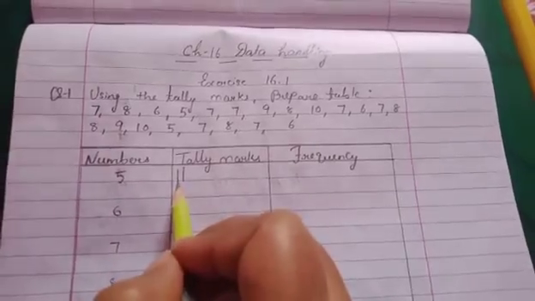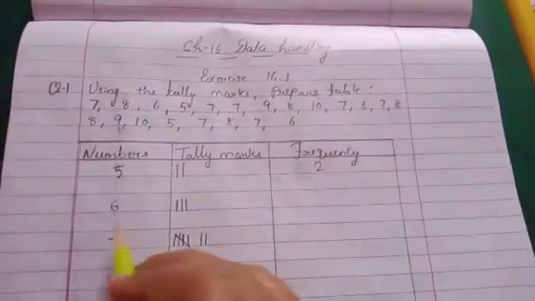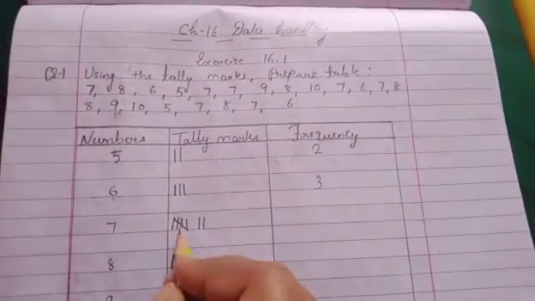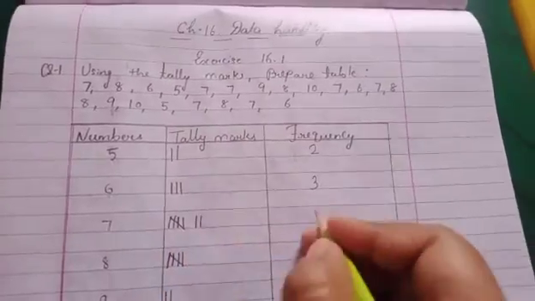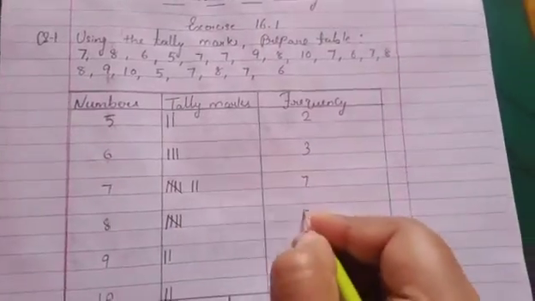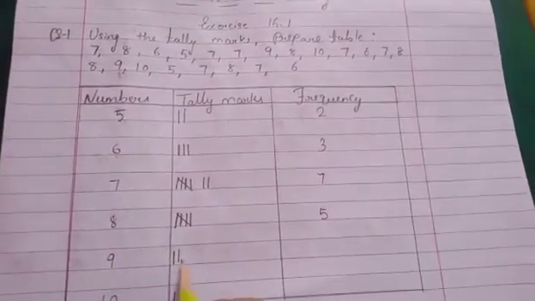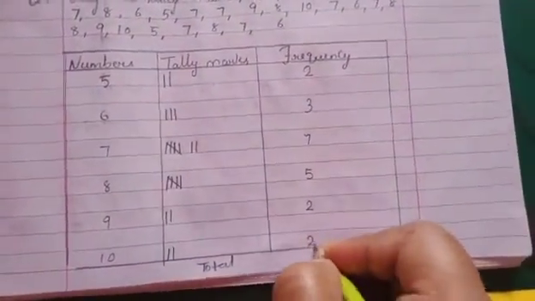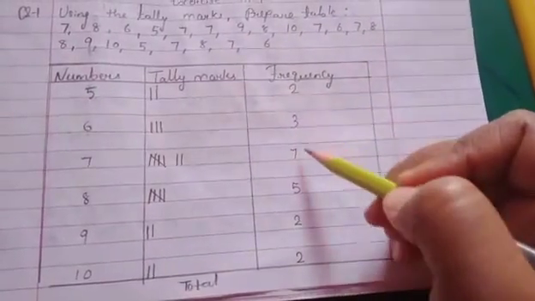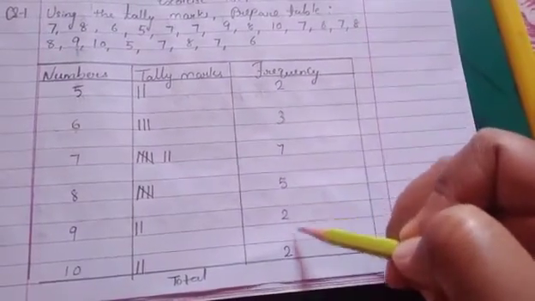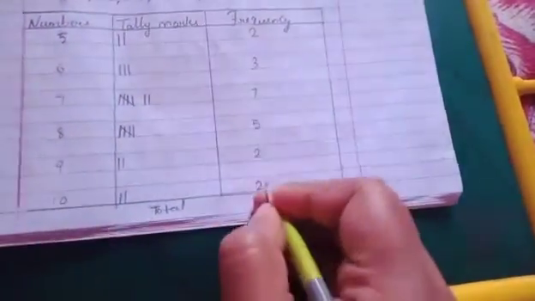So in number 5, how many tally marks? 1 and 2. So 2 we will write. In number 6, 1, 2, 3. Then in number 7, 1, 2, 3, 4, 5, 6, 7. In number 8, 1, 2, 3, 4, 5. Now number 9, 1, 2. Now number 10, 1, 2. Now we have to total this. 2 plus 3 is 5. 5 plus 7 is 12. 12 plus 5 is 17. 17 plus 2 is 19. 19 plus 2 is 21. So the total is 21.